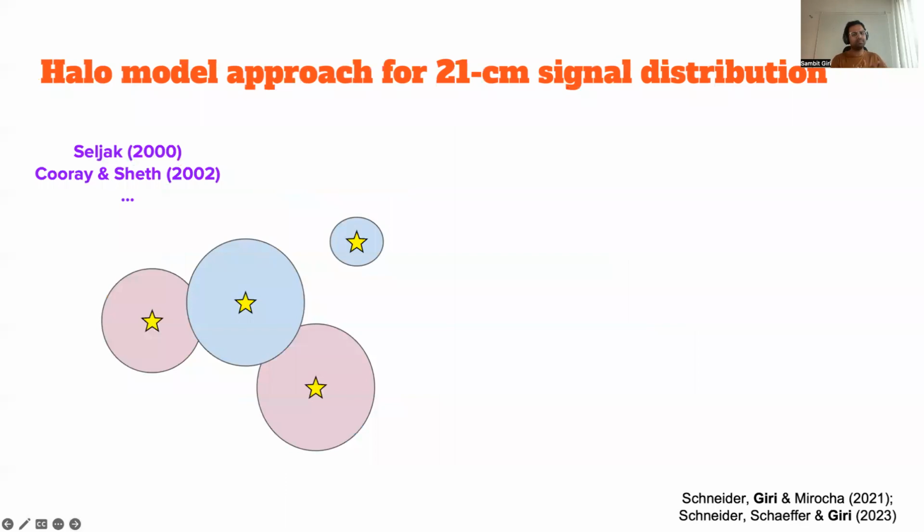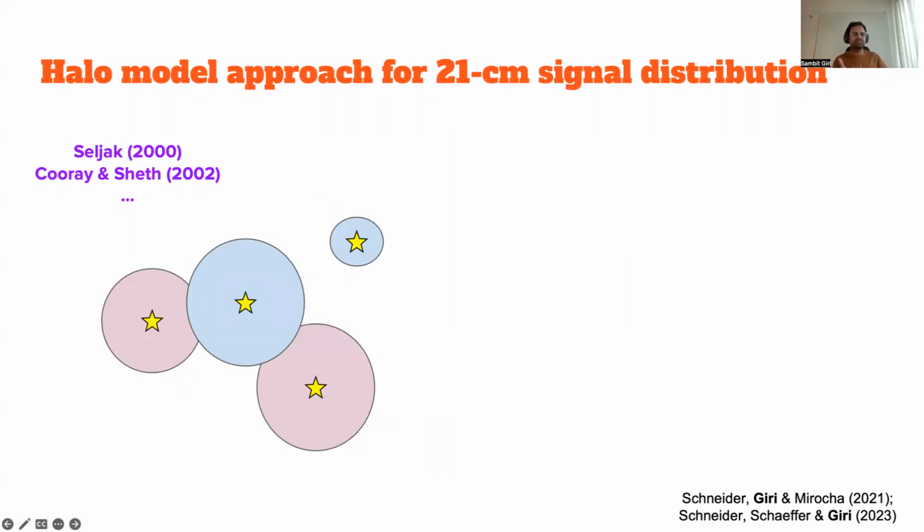The interferometry-based radio telescopes such as LOFAR, HERA, MWA, and upcoming SKA will observe the fluctuations in the distribution of the signal. We have developed a new halo model-based framework to model this spatial distribution. In this toy example, I want to paint a naive picture of the halo model approach. We assume that the distribution of the signal follows the distribution of dark matter halos.